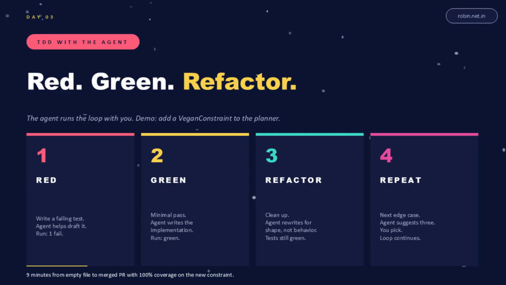Tests still green. Step 4. Repeat. Agent suggests 3 edge cases. You pick one, loop continues. 9 minutes from empty file to merged PR with 100% coverage on the new constraint.